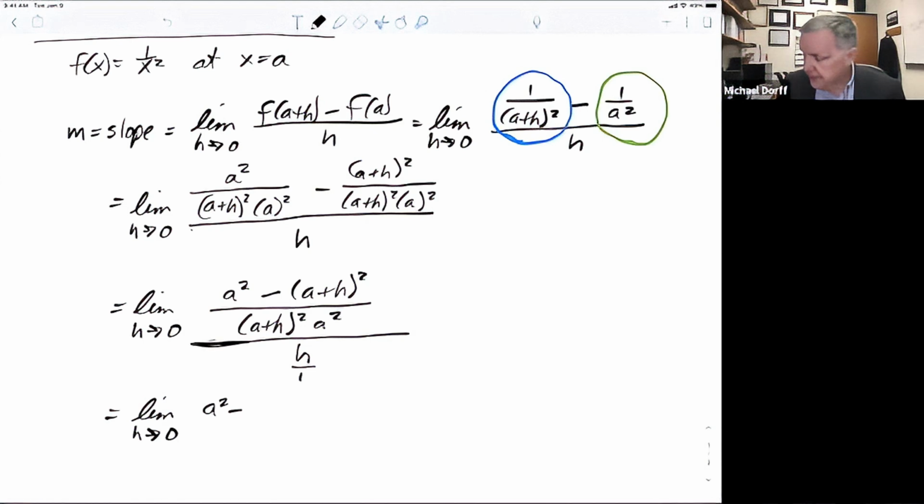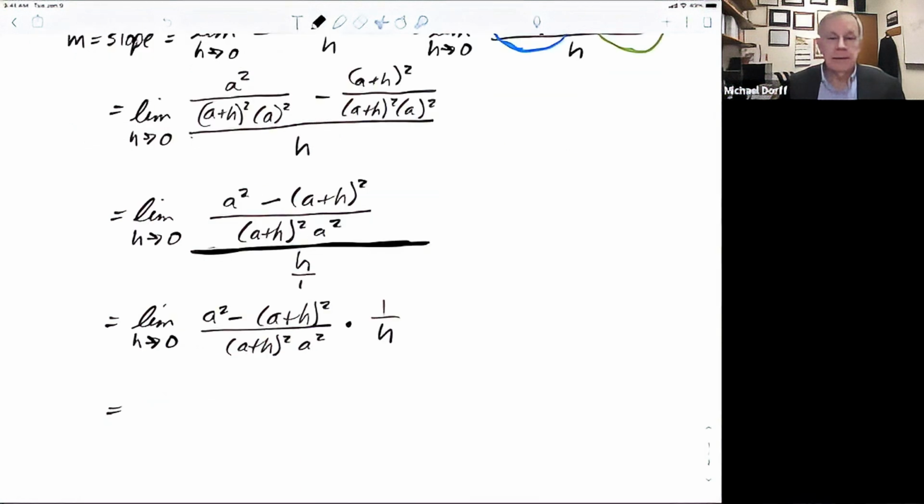So here's my big fraction bar. What's on the top? I have a squared times (a plus h) squared over (a plus h) squared a squared. And now I'm going to divide by the denominator, so that means I'm going to multiply by the reciprocal of the denominator. So I'm going to multiply by 1 over h.